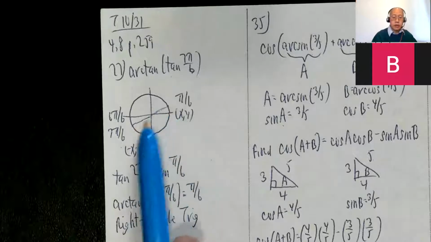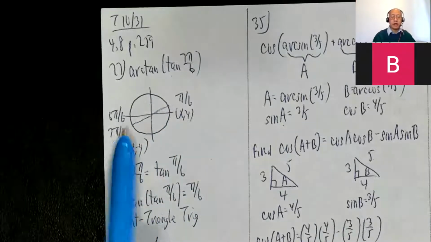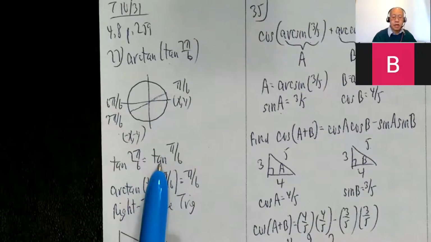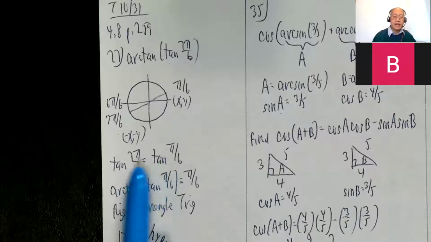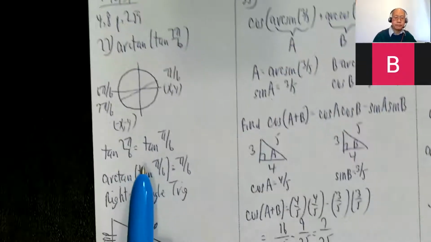The reference angle is 30 degrees, or pi over 6. If this is x comma y, this is negative x comma negative y. So tangent of 7 pi over 6 is the same as the tangent of pi over 6. By the way, one way you can also tell that is, the period of the tangent function is pi. These are pi apart from each other. Therefore, they have the same value.